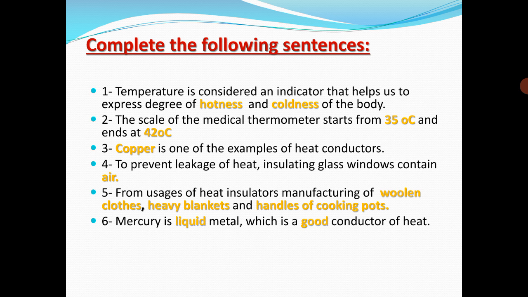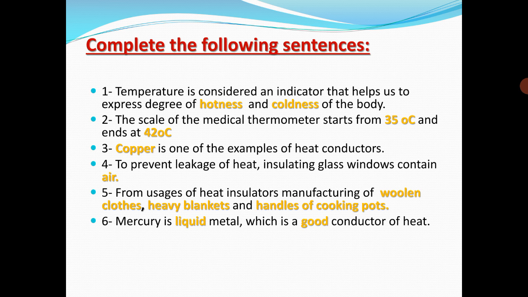Number 2. The scale of the medical thermometer starts from the range of a scale. In the medical thermometer, the degrees start from 35 degrees Celsius to 42 degrees Celsius. Excellent. Number 3. Examples of heat conductors are copper, iron, and aluminium. They are materials which allow heat to pass through.